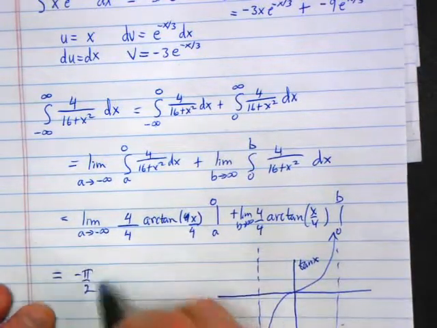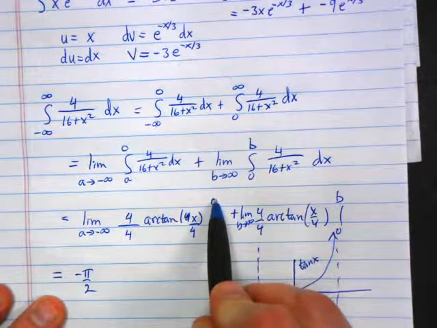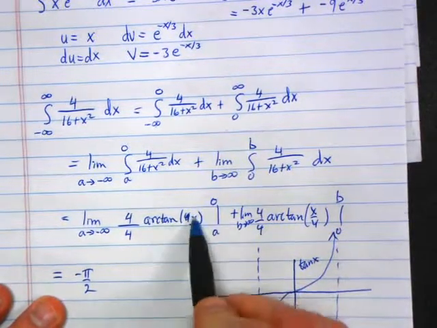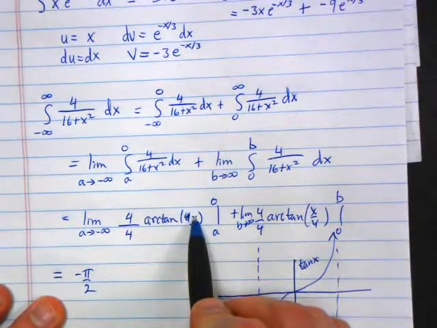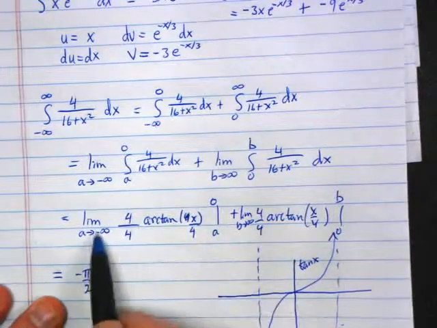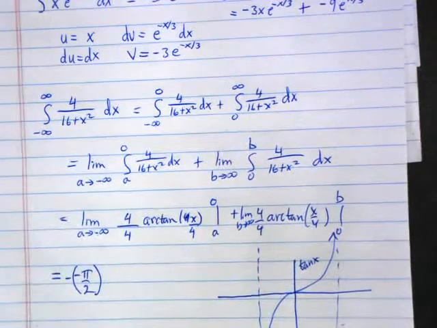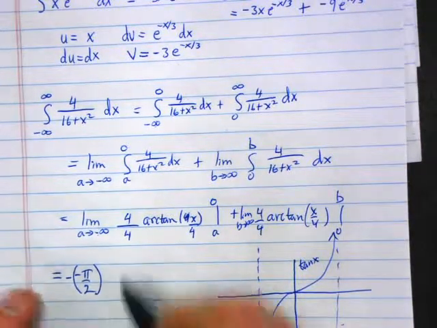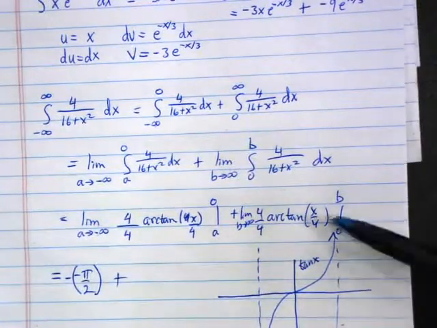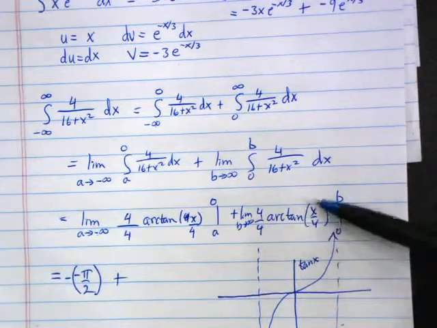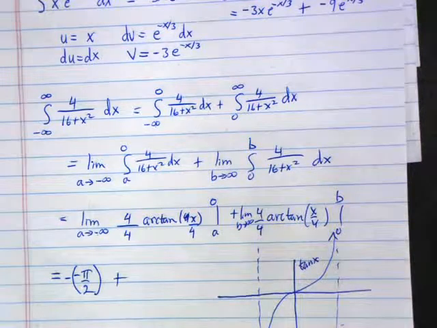Oops, that's the wrong thing though, right? I should plug in 0 first, shouldn't I? What's the arc tangent of 0? 0. And then minus, I plug a in and I take that limit. It's 0 minus negative pi over 2, which is pi over 2. Plus, I plug b in, I got the arc tangent of b over 4, and I'm going to let b go to infinity.